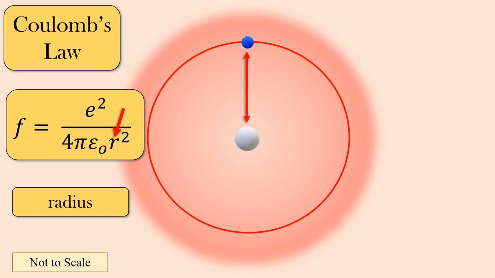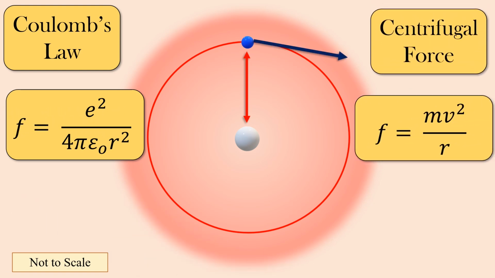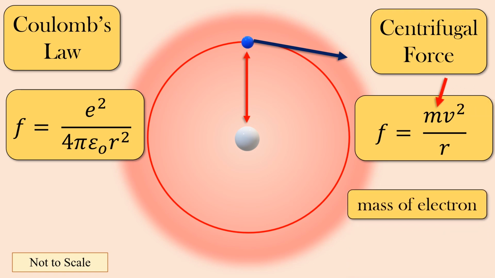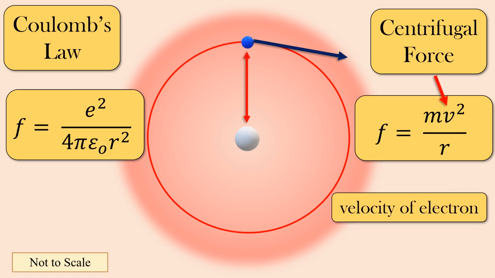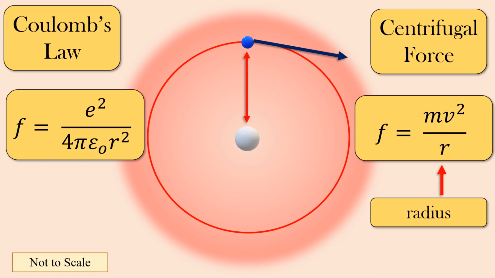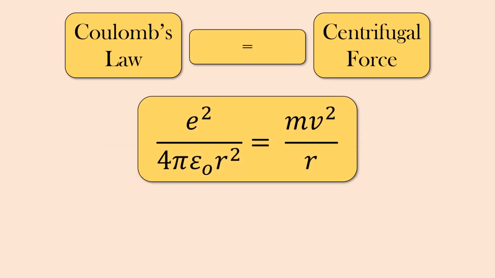The Coulombic force is balanced by the centripetal force, or centrifugal force, which is a force that makes the particle follow a curved path, where m is the mass of the electron and v is its velocity. r is the radius. I'll set these equal to each other and we can see that one r term cancels.